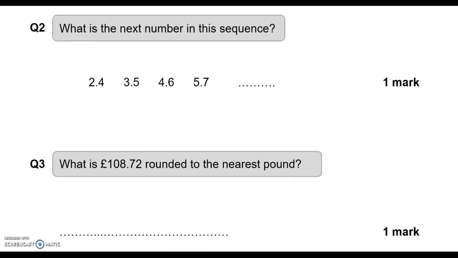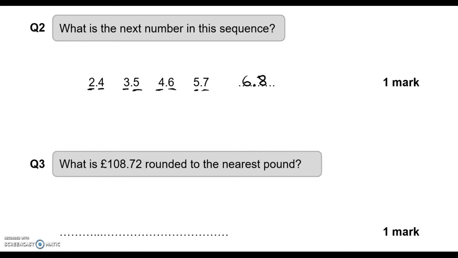What is the next number in this sequence? We've got 2.4, 3.5, 4.6, 5.7. What's the next number? If you look at the whole number, the digit before the decimal point, we got 2, 3, 4, 5. So probably this one is going to be 6. And looking at the digit after the decimal point, we've got a 4, 5, 6, 7. So this one is going to be 8. So that actually worked. So 6.8.